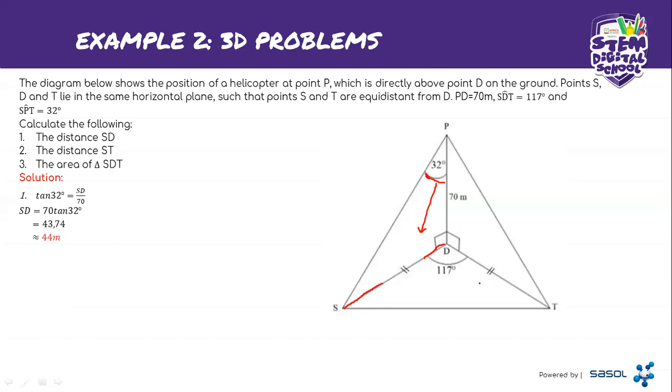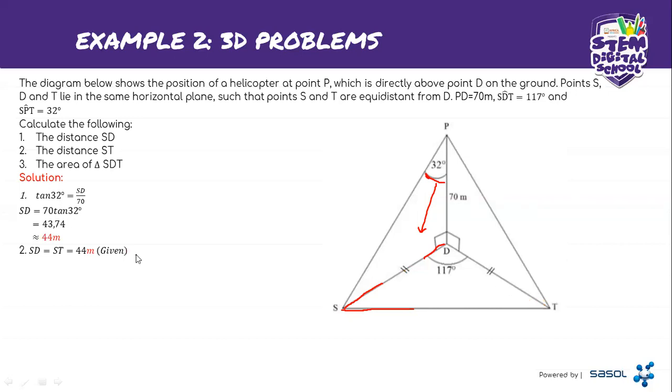Let's go and look for ST. This is our ST. Can you see that? Now, let's see how we go about it. From the scenario that we were given, it was very clear that SD equals ST. Remember earlier on, we have just calculated SD, which is 44. Now, if that is the case, then DT or TD is also equal to 44 meters, right?